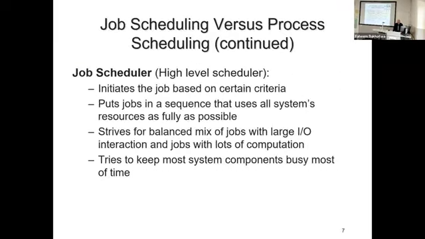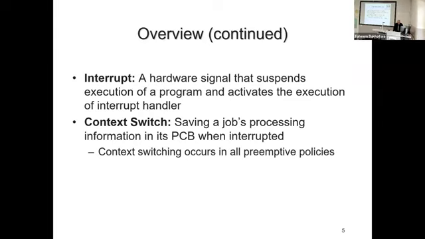Let's go back to some of the other names here. Context switching is saving a job's processing information on its PCB and reading the next job's information. Context switching occurs in all preemptive policies. Now, what's a preemptive policy?